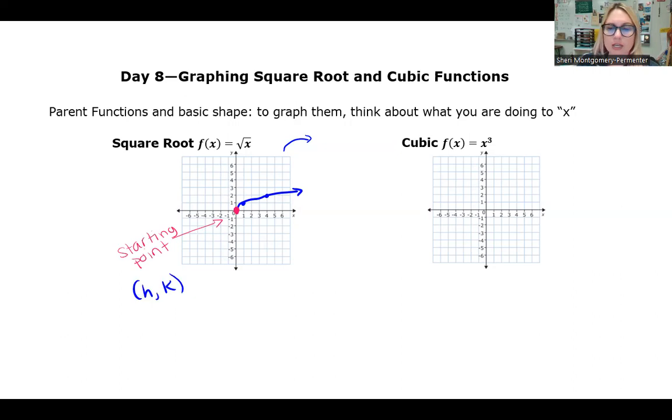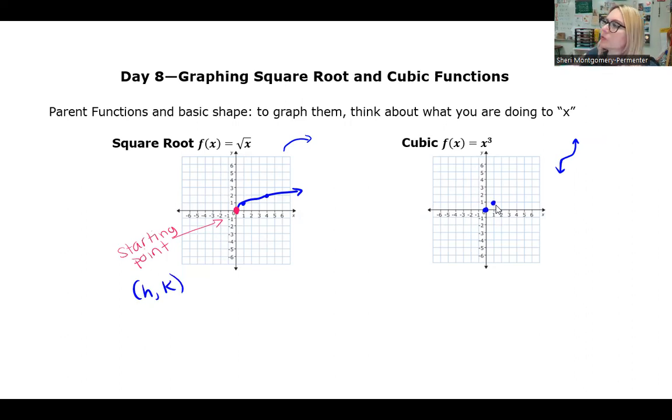A cubic function has this basic shape, something like that. To get our points, we can also start at 0. And then I'm going to cube. That means multiply something by itself 2 more times. So first I'm going to go to 1. What's 1 times 1 times 1? 1. So I'm going to go over 1, up 1.